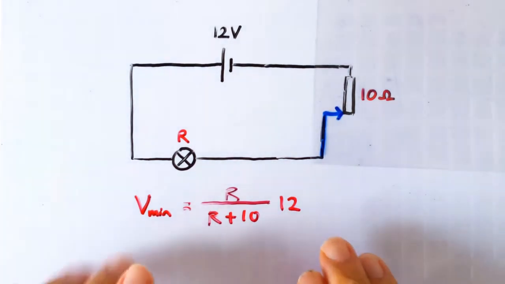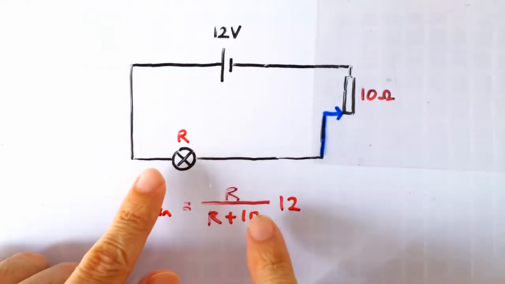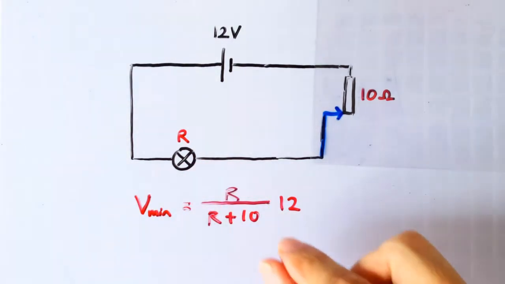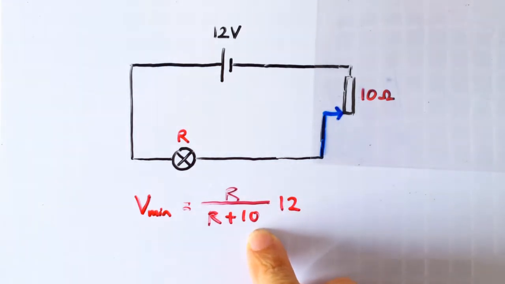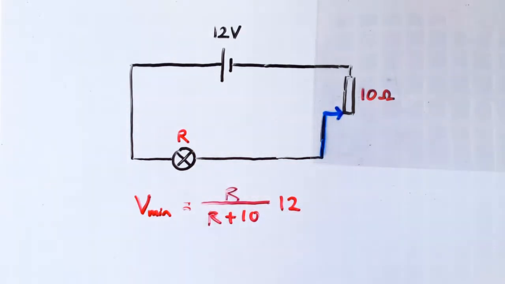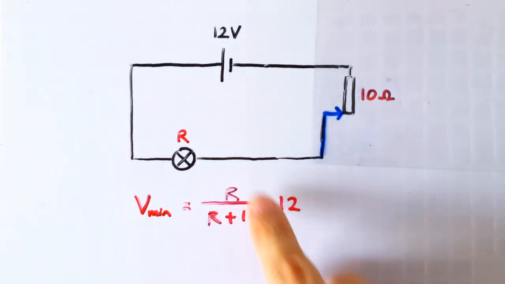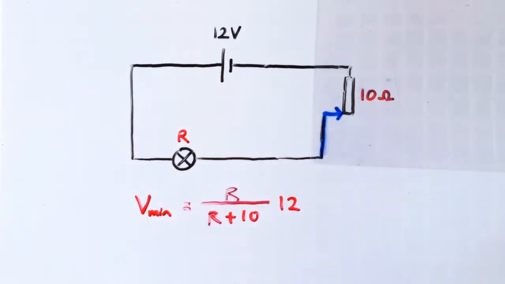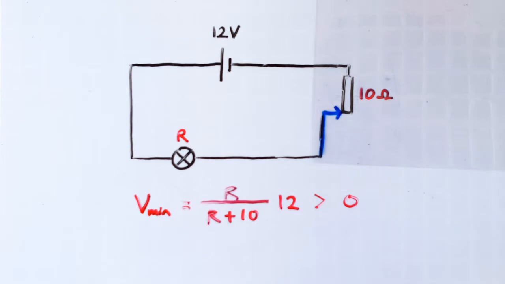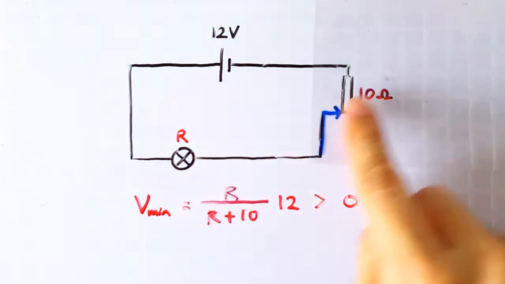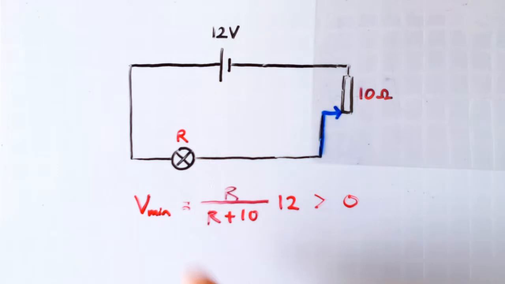So the problem is the resistance of the light bulb, which is R here, is also a few ohms, which is comparable to the 10 ohms here. So this ratio here will be nowhere near zero. You can imagine maybe this is 2 ohms, 2 divided by 12, you still end up with about 2 volts. So it's nowhere near zero. The problem is because these two resistances are too close.